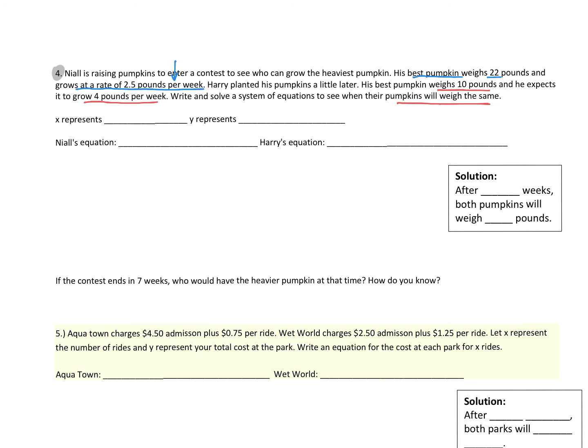The X is always like the per, you know, per hour or per week, per day. And this obviously says per week, so X is the number of weeks. So I want to know after how many weeks are they going to weigh the same, so then Y would probably be their weight, because that's what I'm trying to find. All right, why don't you guys go ahead and pause the video and try to write both equations.